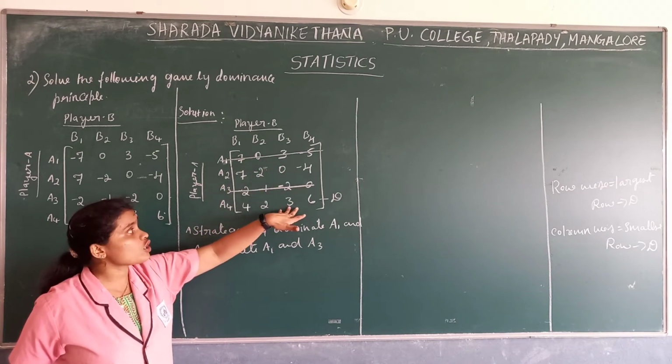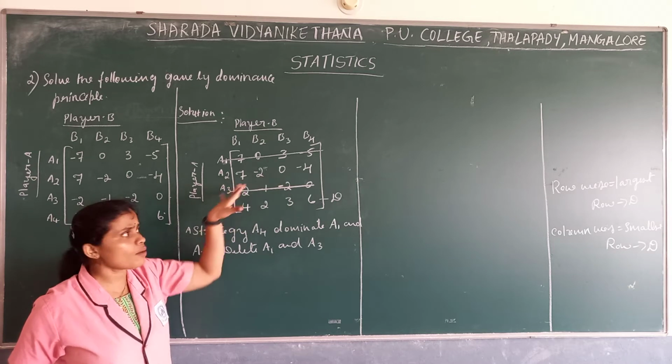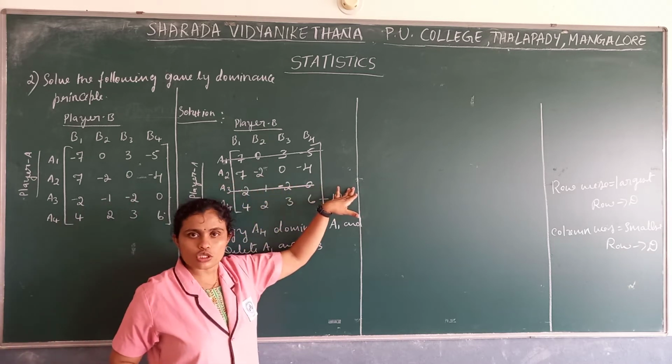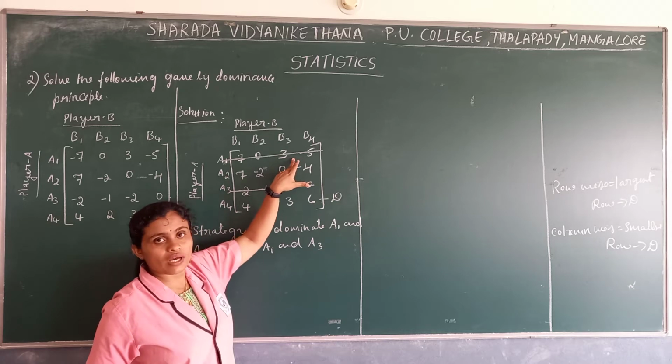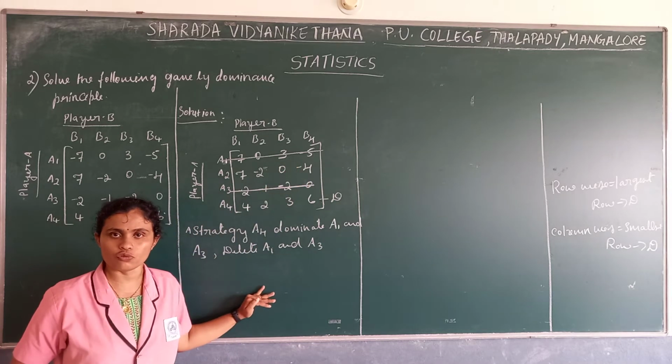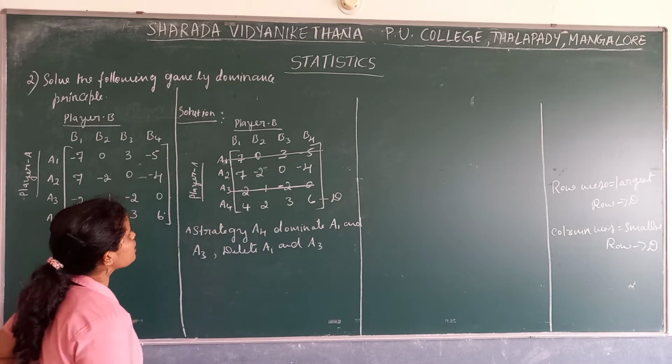Whether this particular row dominates any other row. If it dominates, we can strike 2 rows also here, or else we can go with 1. We are not getting any, so we can move further. Now what is remaining there?